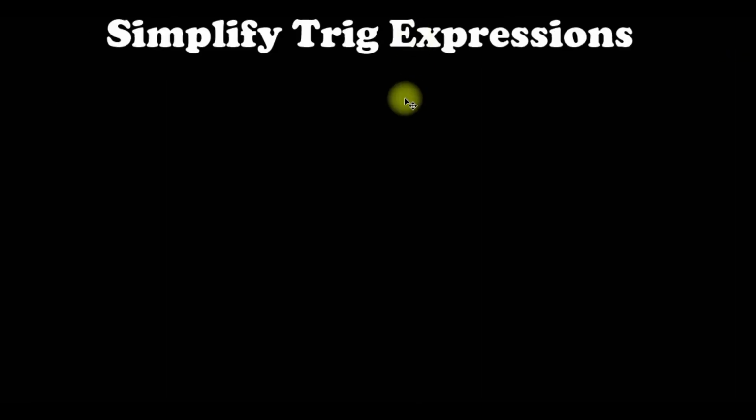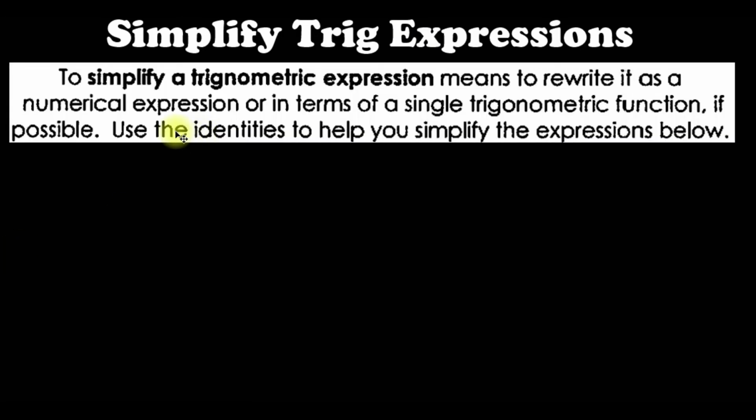Now we're going to get into simplifying trig expressions. To simplify a trig expression means to rewrite it as a numerical expression or in terms of a single trig function, if possible. Use the identities to help you simplify the expressions below. So here we are going to simplify tangent theta times cosine theta.